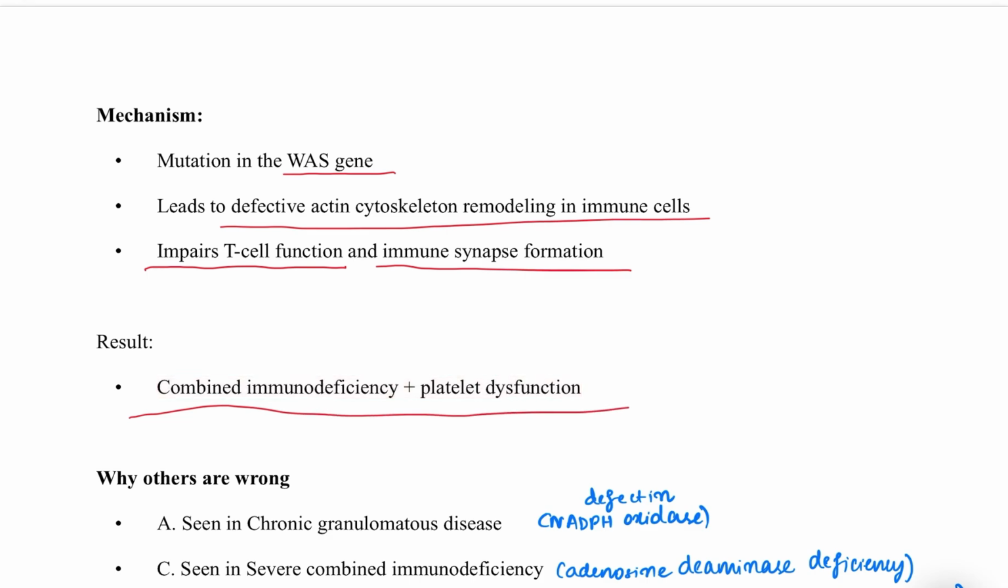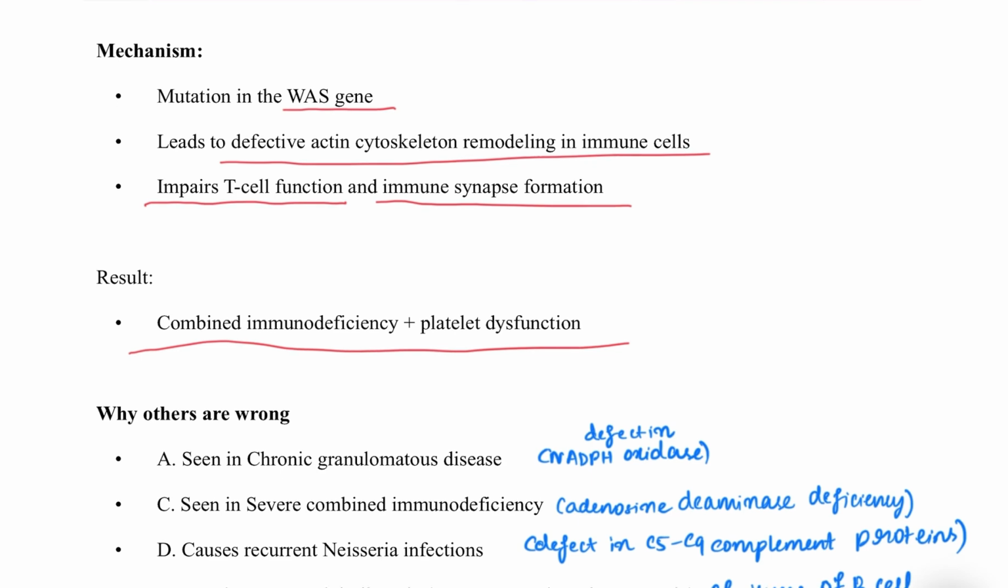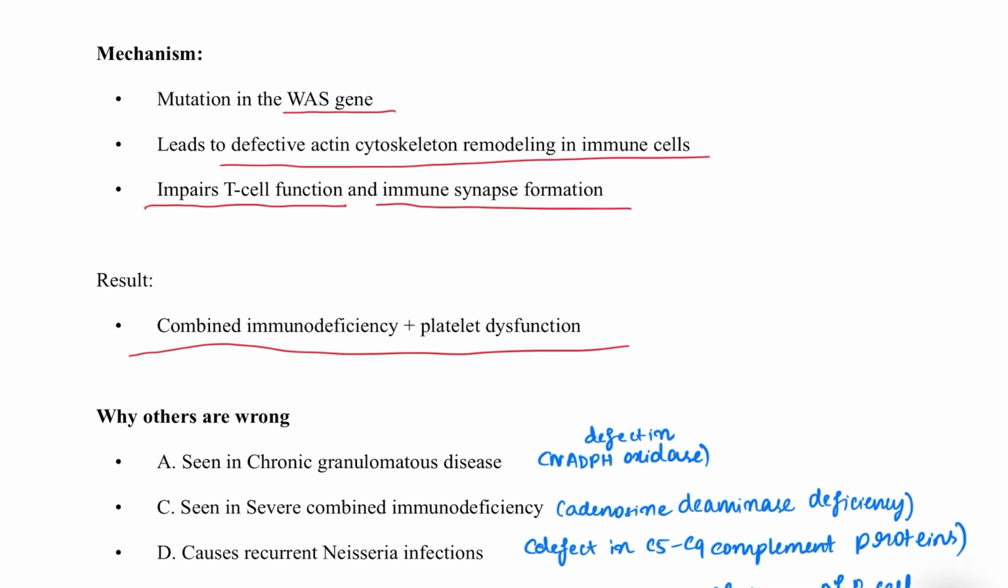Because the platelets also need the structural support, since there is a lack of this actin cytoskeleton which is defective here, this also causes platelets to be removed in the spleen because of this lack of structural support, and the T cell function also will be impaired because of this.